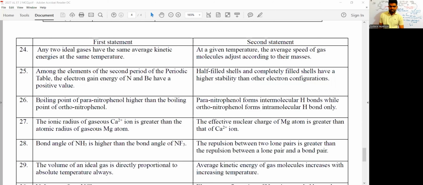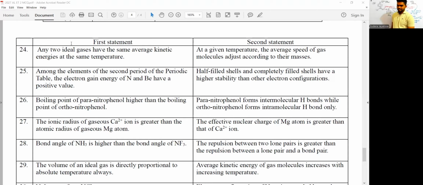Okay, so what do you think? Paranitrophenol is having a higher boiling point than ortho, which is correct. So the first statement is correct. Look at the second statement. The second statement says paranitrophenol forms intermolecular H bonds. Okay, correct. And orthonitrophenol forms intramolecular H bonds only. That is wrong. Can orthonitrophenol only make intra? No. It can make intermolecular also.